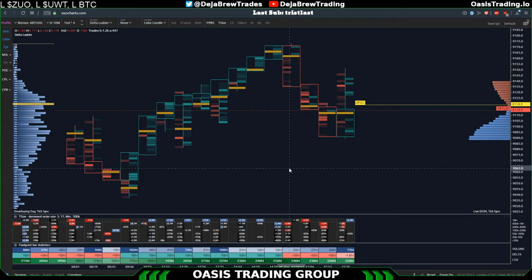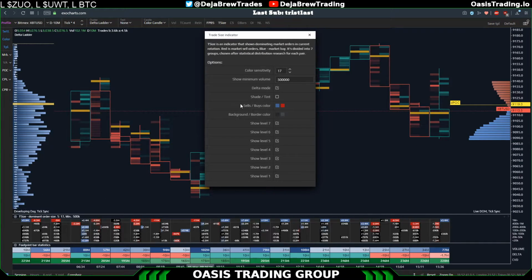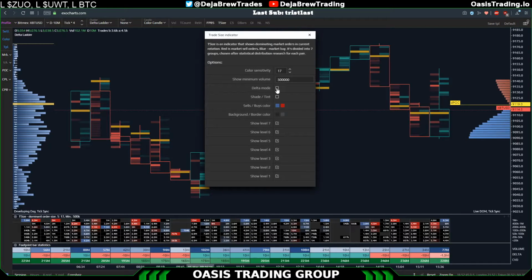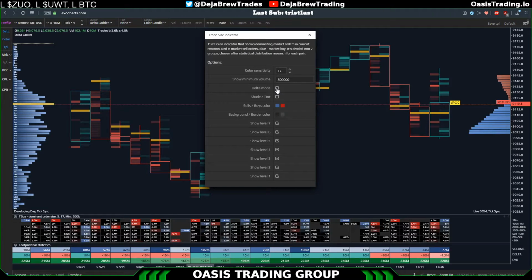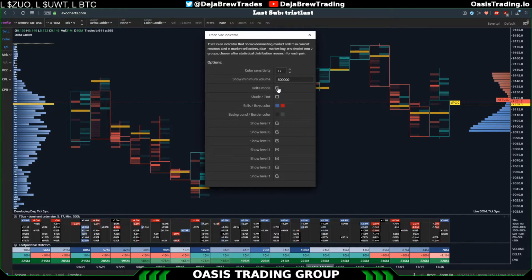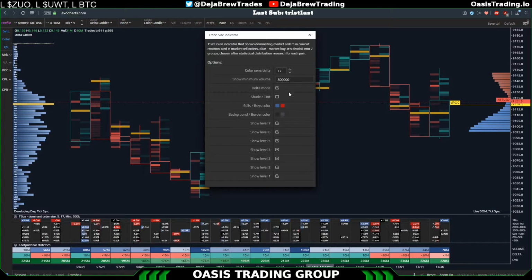So what it shows you, there's 2 different ways you can use this. You can go into the settings, and there is the delta mode and there's the regular mode. Now, since this is my delta chart, I use the delta mode. I don't care about the overall volume. I just care about the delta volume, okay? Now, you can use both. They're both very helpful, but for right now, I'm just going to go over the delta version.